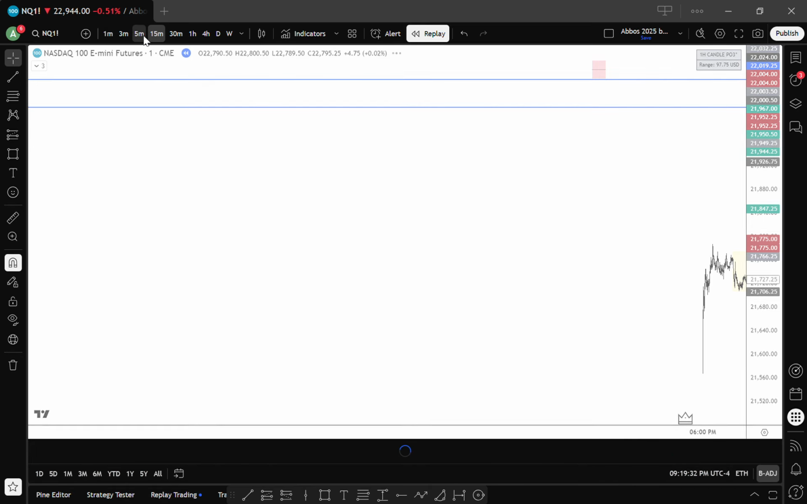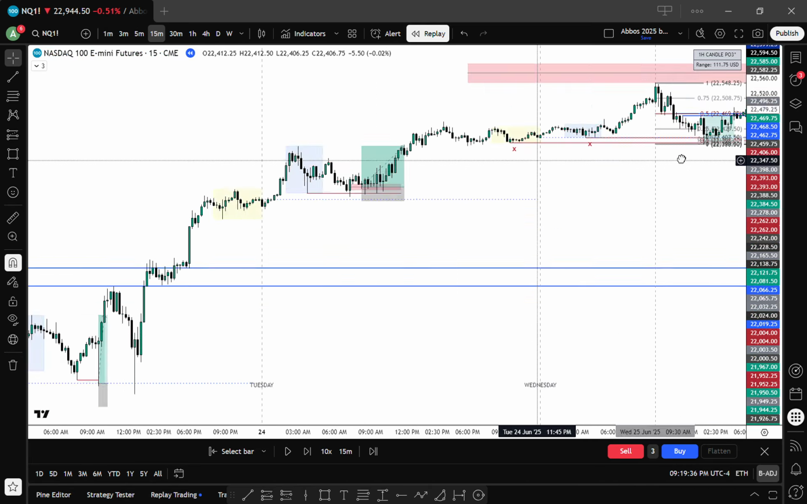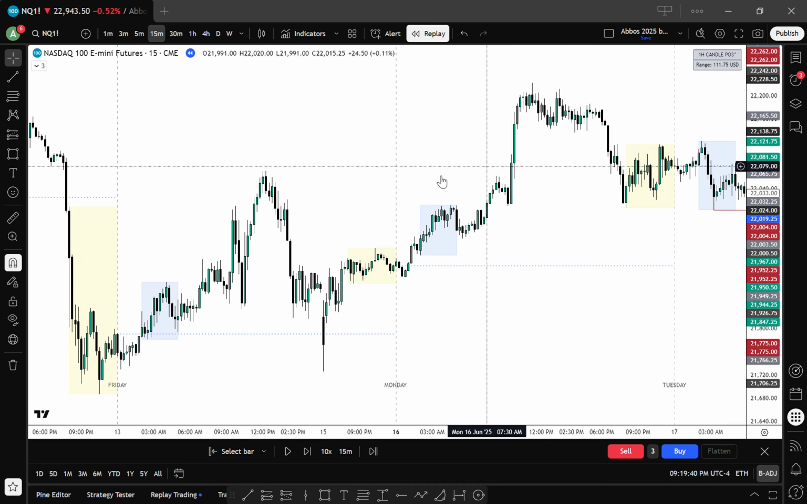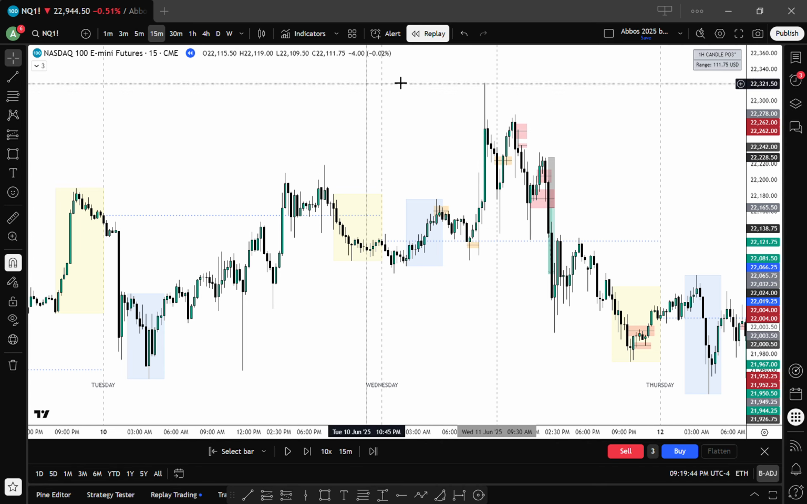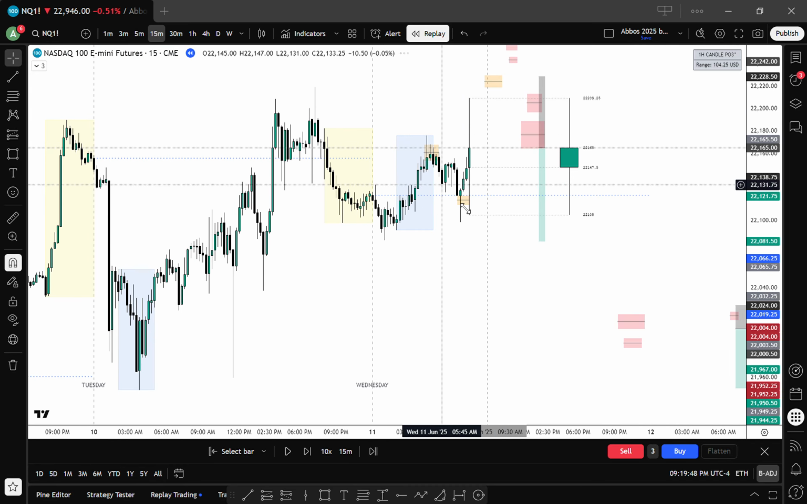Okay, so let's go to CPI, and I'll show you how I traded that. So CPI, it was June 11th, I believe. Yeah, here it is.